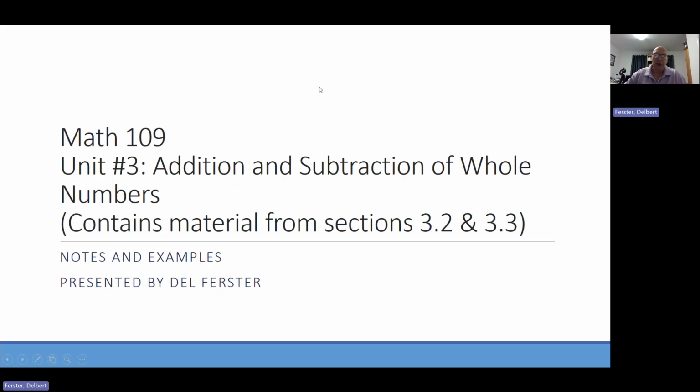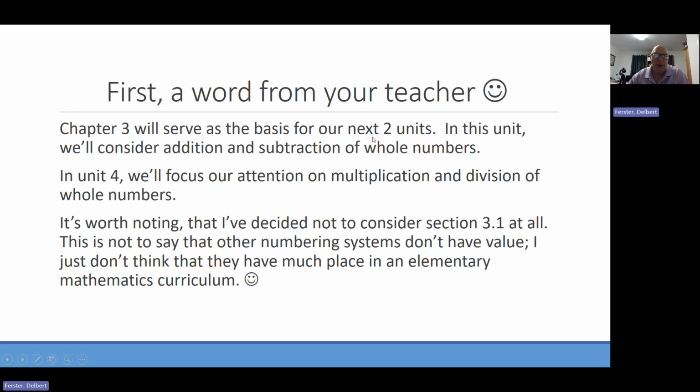All right, so you can see we're going to look at sections 3.2 and 3.3. We'll split out Unit 4. We'll take a look at 3.4 and 3.5. All right, so you've already kind of heard this from yours truly. We're just going to pass on section 3.1. You certainly are invited to read it at your leisure. There are useful things in there.